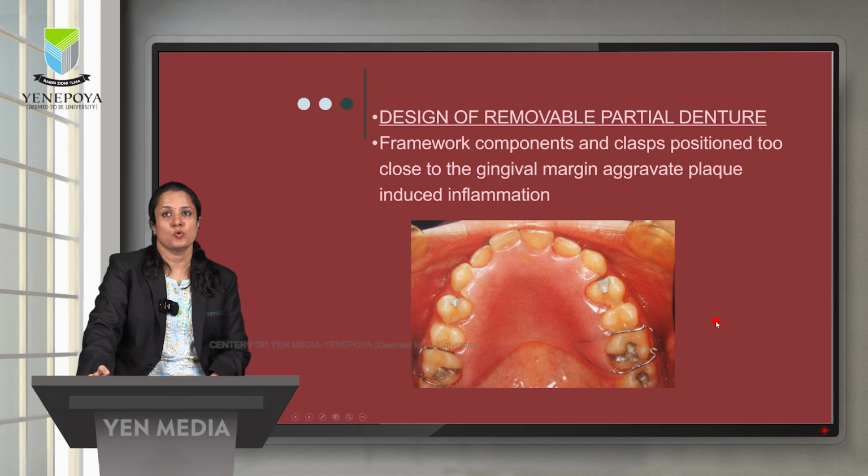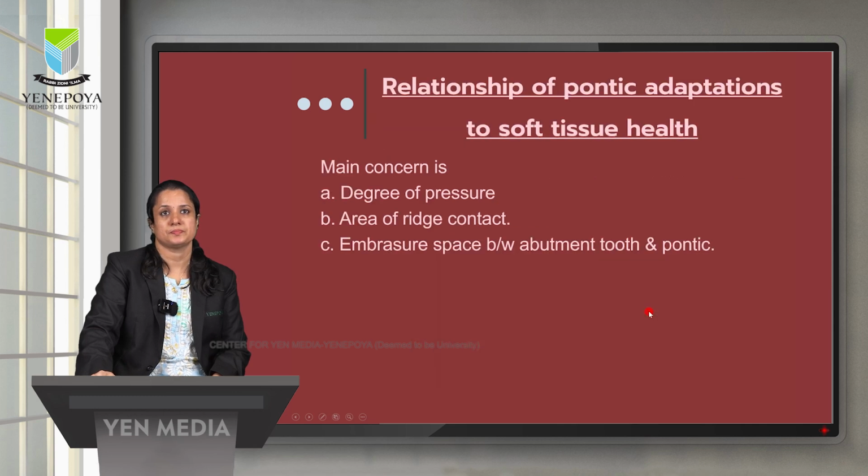Next comes the design of removable partial dentures. Removable partial dentures are given in partially edentulous patients, either as a provisional prosthesis or as a permanent prosthesis in those patients where there is no option for an FPD, that is, when there are no abutment teeth. When a removable partial denture is given, a clasp is used to retain the prosthesis, and this usually engages the abutment teeth, and this can again act as a plaque retentive area and lead to gingival and periodontal tissue destruction.